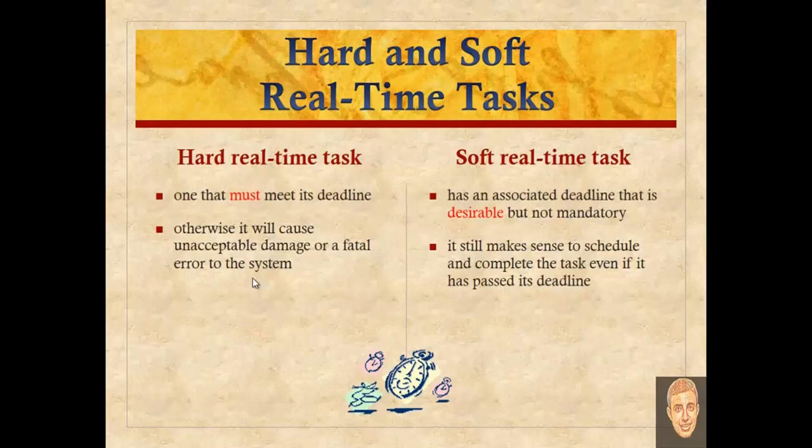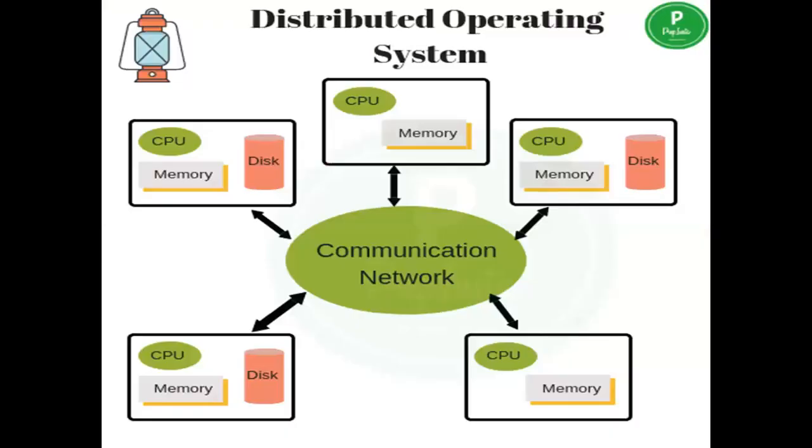Soft real time, the deadline is there, but it is desirable, not mandatory. With a soft real-time task, it still makes sense to schedule and complete the task even if it has passed its deadline. Even if the deadline is passed, we can manage something. The deadline is there, but if it's crossed, we may try to have a second schedule and follow it. But in hard real time, there is no exception. There is no delay which is acceptable. Okay, so these are real-time tasks.